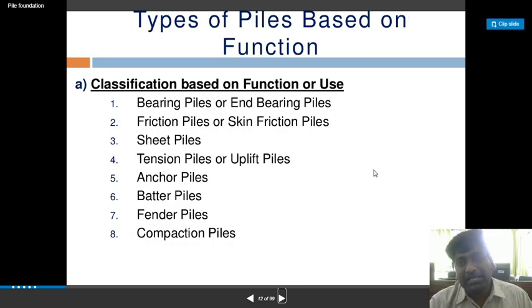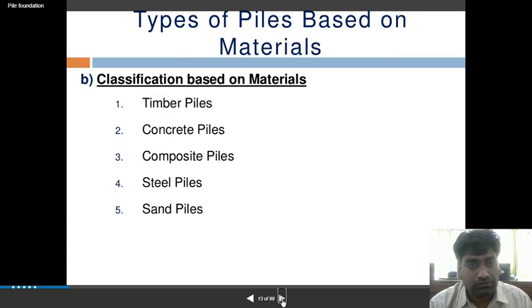Types of pile based on the function. Classification based on the function or use: bearing piles or end bearing piles, friction piles or skin friction piles, sheet piles, tension piles or uplift piles, anchor piles, batter piles, fender piles and compaction piles. So these are some types of piles based on their function and their use.